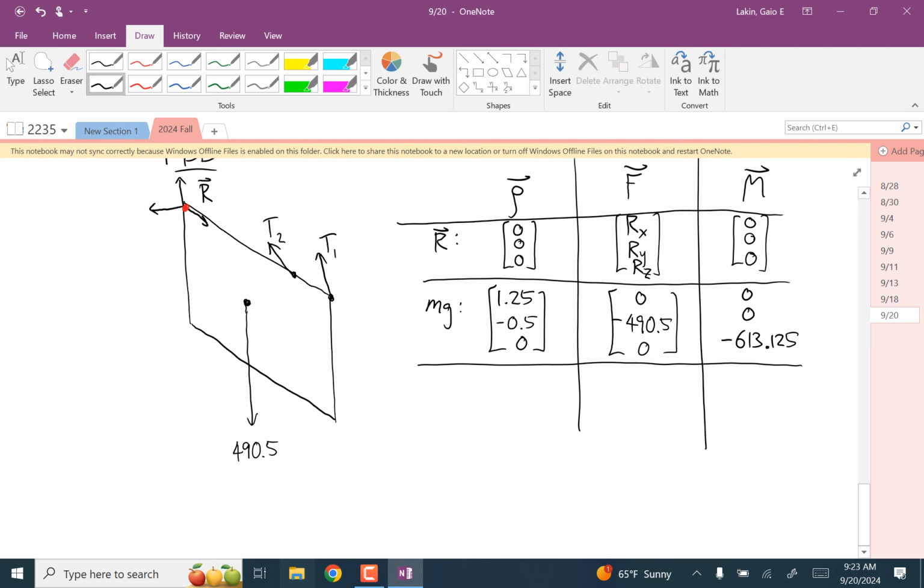So the row vectors, let's come up with the row vectors first. I'll do T1 first. So that row vector is pretty simple. It just goes from the red dot to where that cable connects to the body. So that's just going to be 2.5, 0, 0.